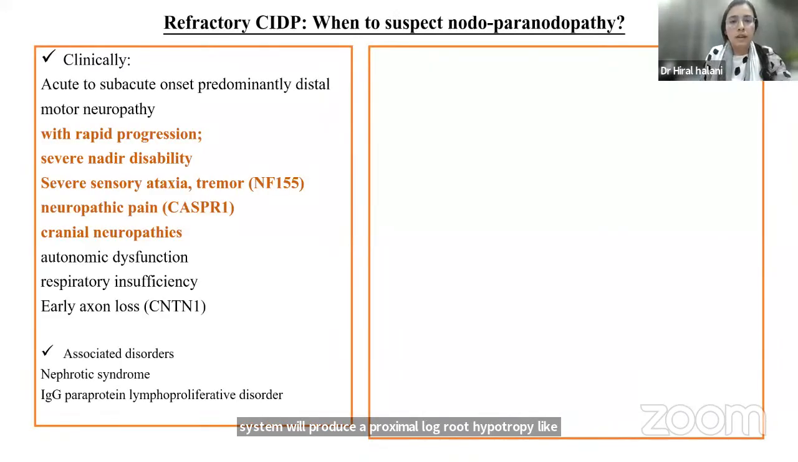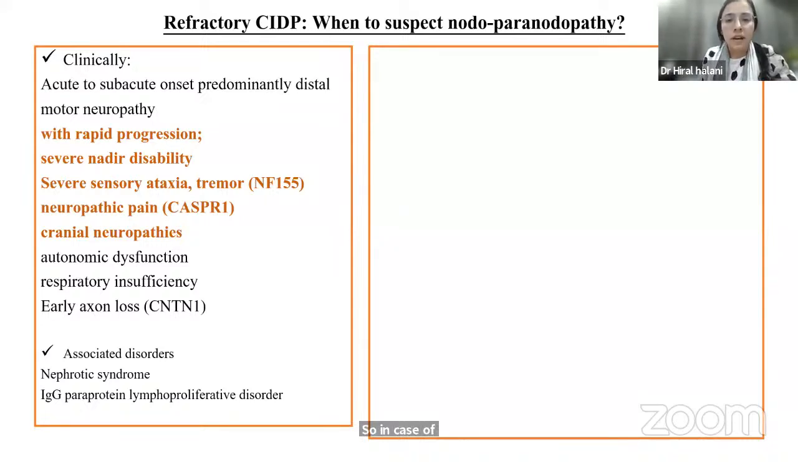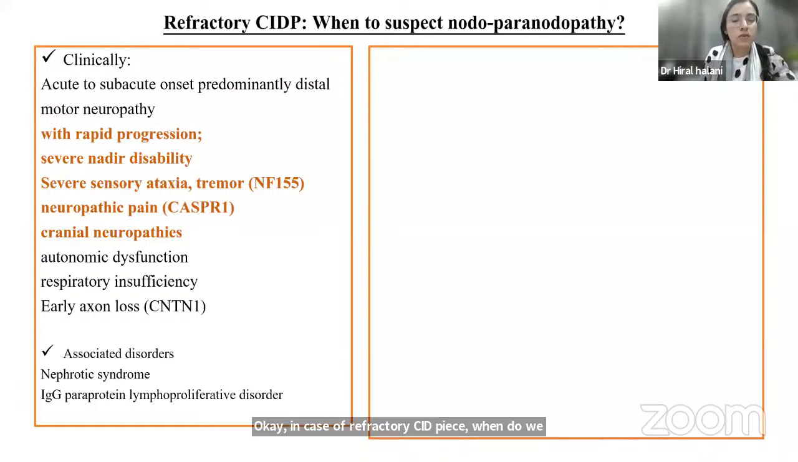So in case of refractory CIDPs, when do we suspect nodopathy, paranodopathy? Clinically, when there is acute to subacute onset, predominantly distal motor neuropathy, rapidly progressive, severe disability at nadir, severe sensory ataxia, tremor, neuropathic pain, cranial neuropathies, autonomic dysfunction, early axon loss. They can have associated disorders like nephrotic syndrome and paraproteinemias.